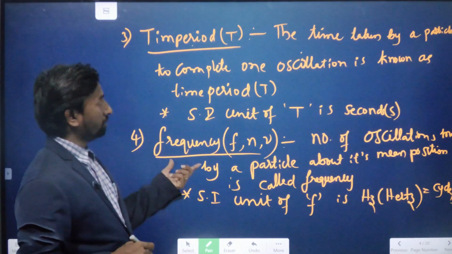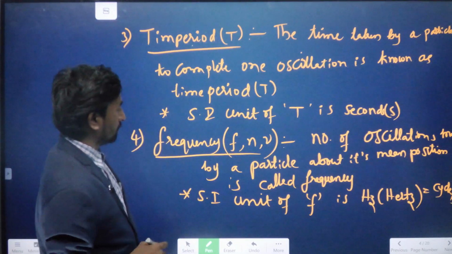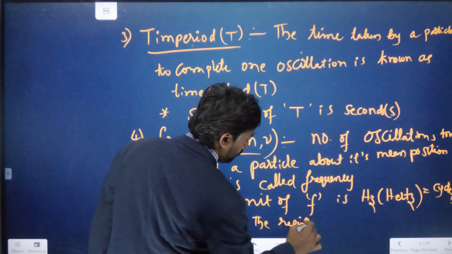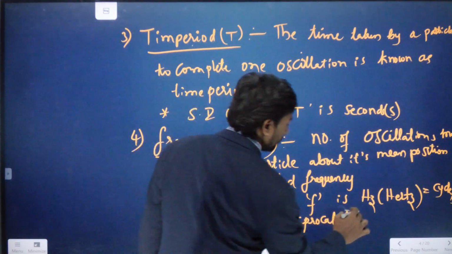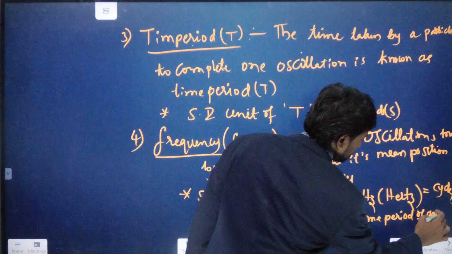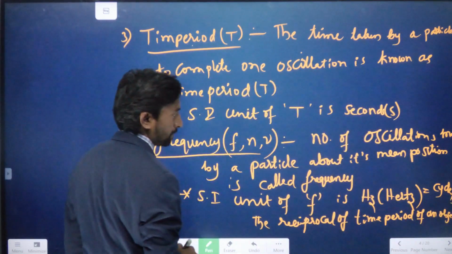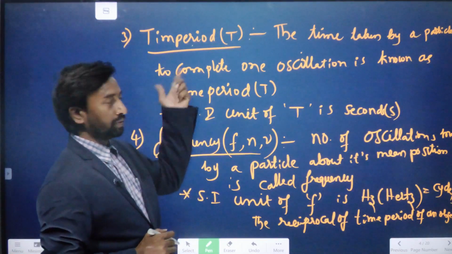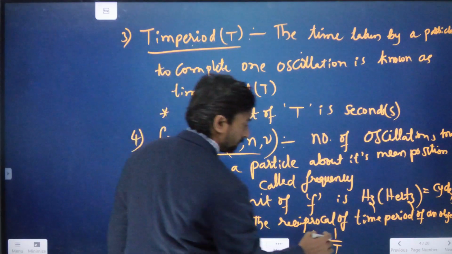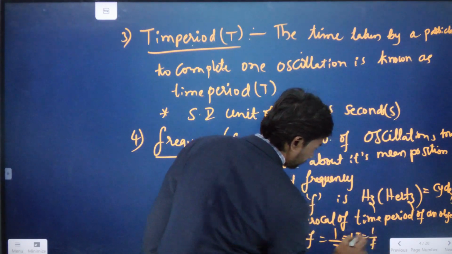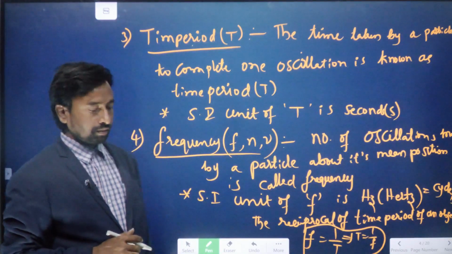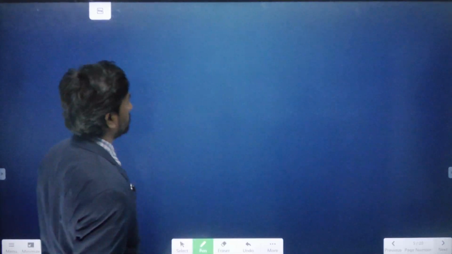Now we have the relation between frequency and the time period. The reciprocal of the time period of an object is also known as frequency. So from that definition, F is equal to 1 by T, or we can also write T is equal to 1 by F. This is the relation between the time period and the frequency. Next one is phase.